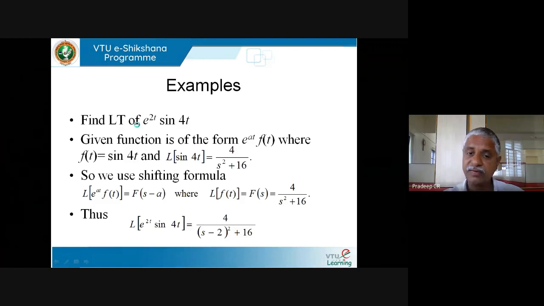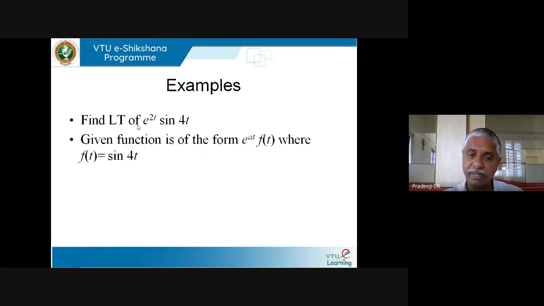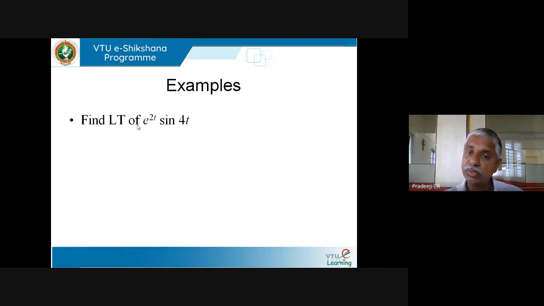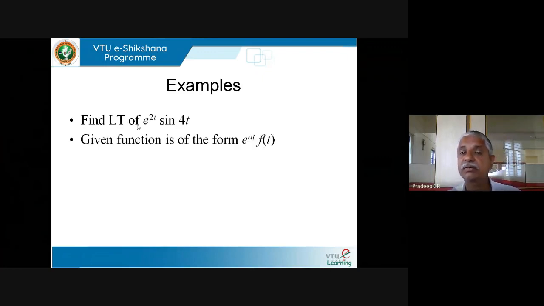Laplace of sine 4t, I want to find Laplace of e power 2t sine 4t. How do I do that? I observe that this function is of the form e power at into f(t), where f(t) is equal to sine 4t.